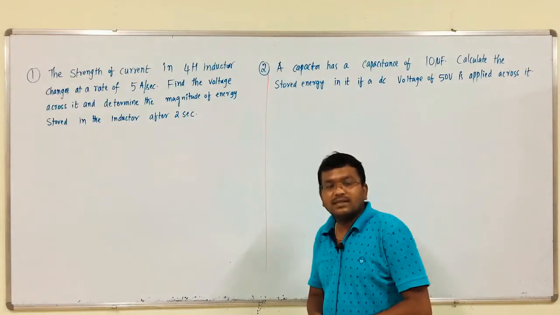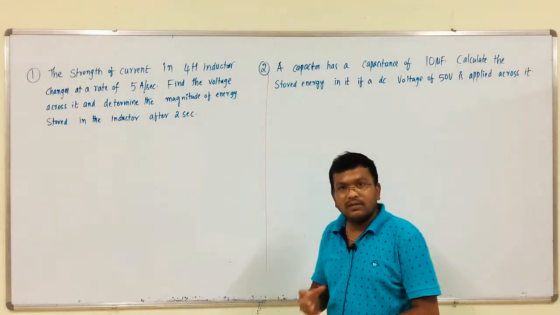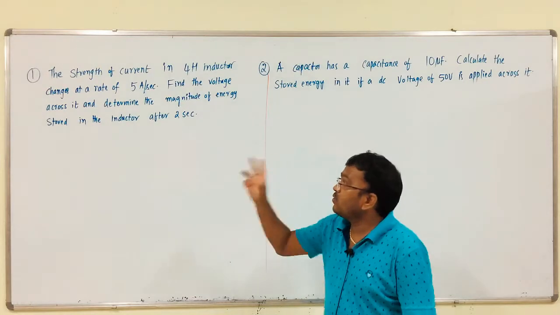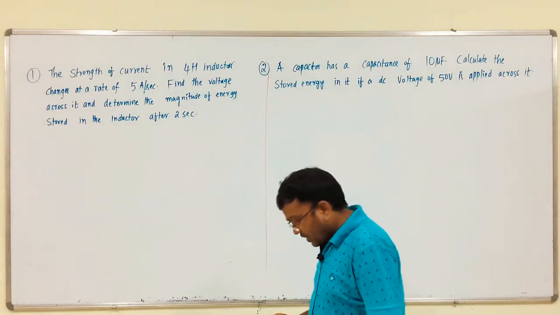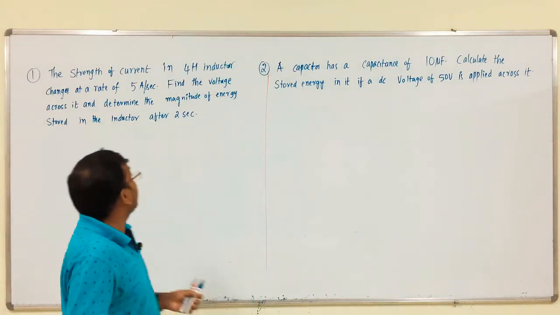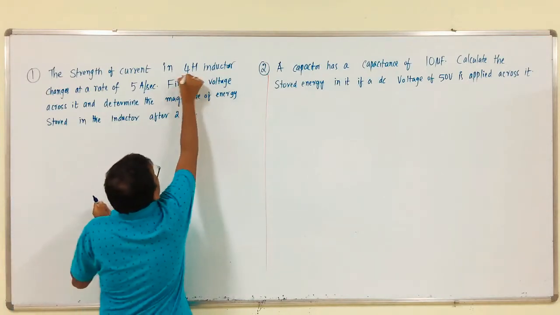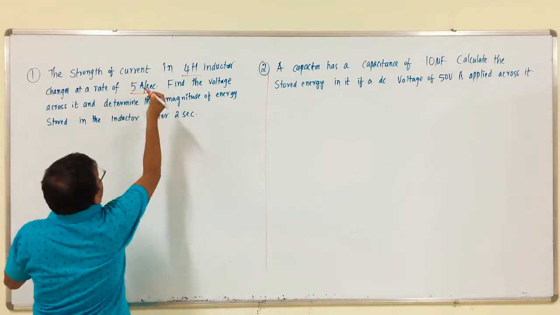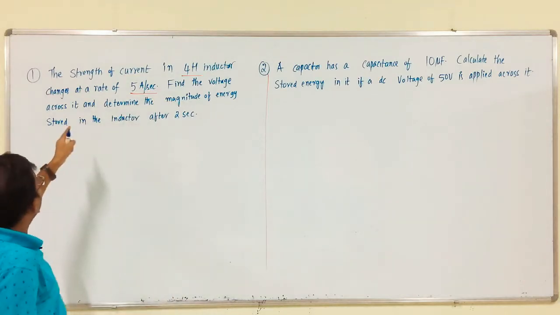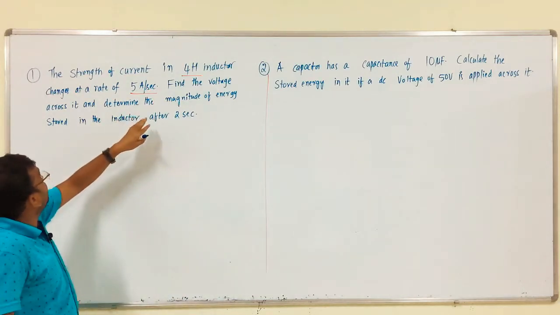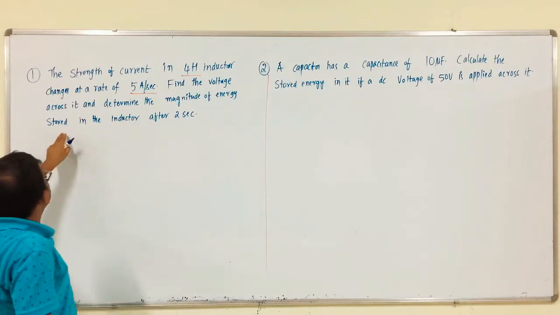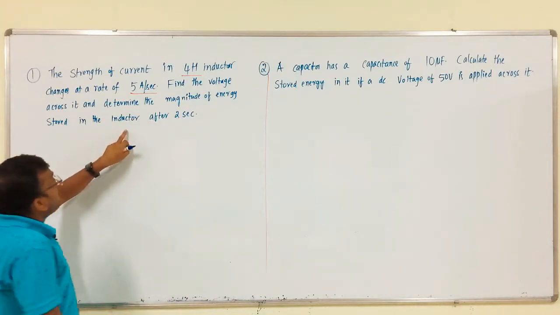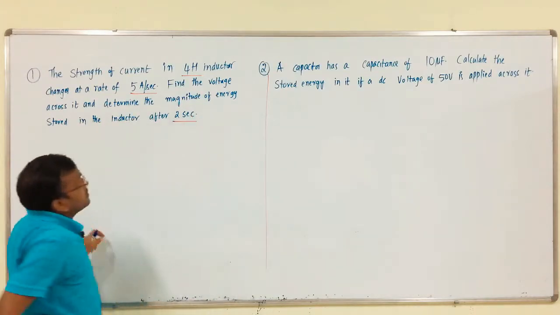Now we have to discuss the problems based upon the circuit elements. So, this is the first problem. The strength of current in a 4 Henry inductor changes at a rate of 5 amperes per second. Find the voltage across it and determine the magnitude of energy stored in the inductor after 2 seconds.